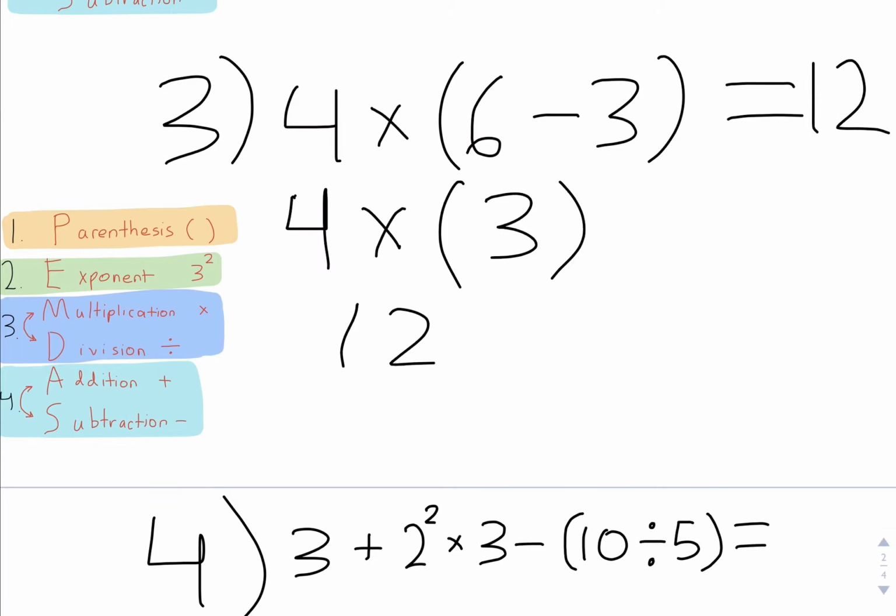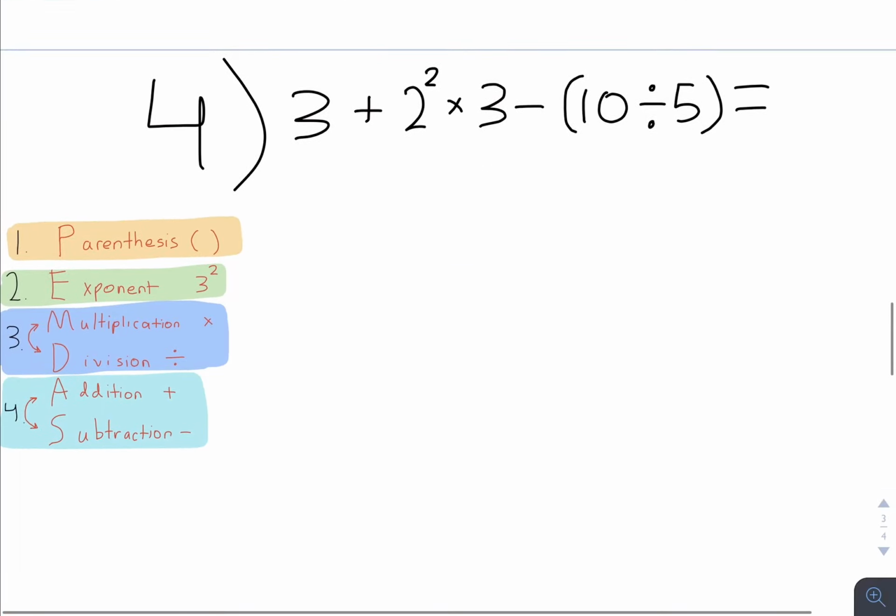Now for a final practice problem, let's look at the one above. This one is a little more complicated than the last one, but still should be fine as long as you follow order of operations. Here we have 3 plus 2 squared times 3 minus, in parentheses, 10 divided by 5. So let's look at order of operations to help make this expression make more sense.